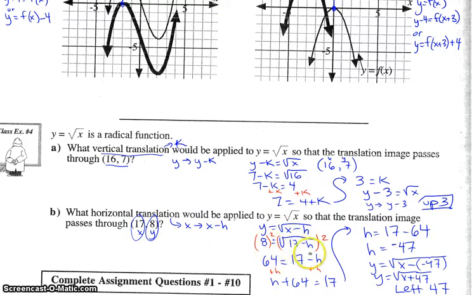Now we've got to go about solving for h. So we square both sides, get 64 equals 17 minus h. I don't like a negative h, so I add h to the other side, then subtract 64 to the other side, and I get h equals negative 47.